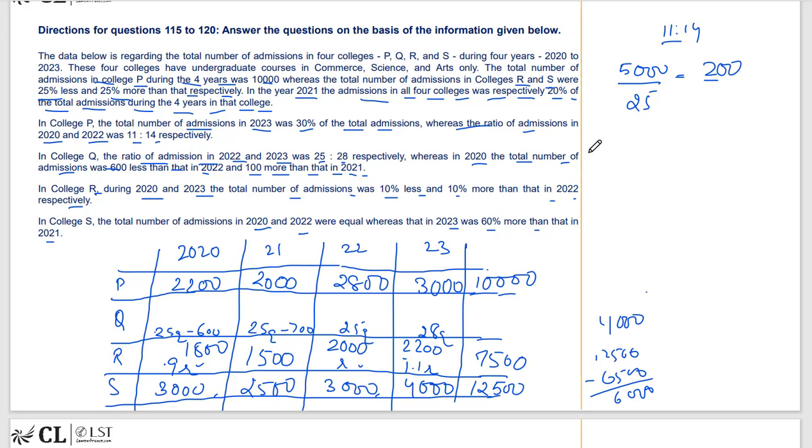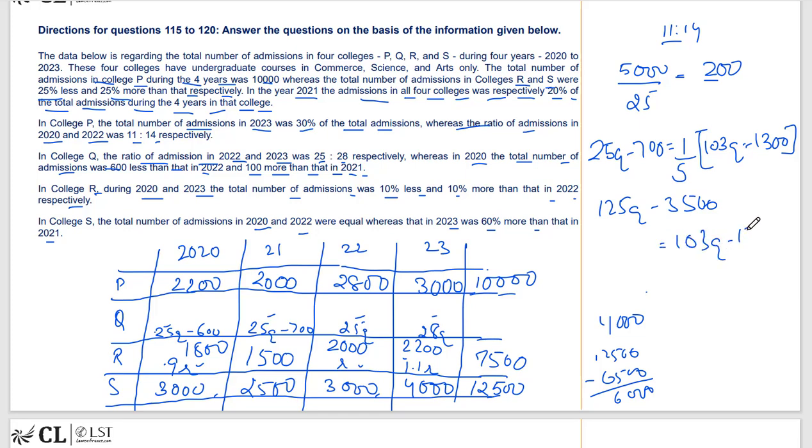So the figure for 21 is 25Q minus 700. This has to be 1/5 because this is 25 at 20%. So 1/5 of the total. Now 25Q plus 25Q plus 25 plus 28 is 103Q minus 1,300. This is the total number of admissions over the 5 years. So when we solve this, 125Q minus 3,500 is equal to 103Q minus 1,300. So that is 22Q as 2,200. You'll get Q as 100. And that's where you'll get all the numbers.